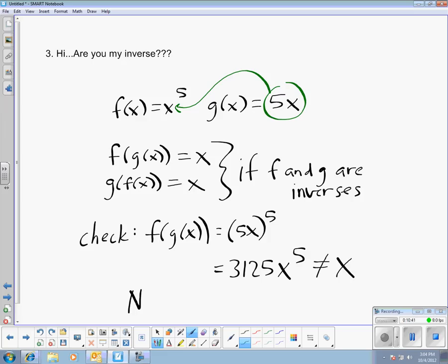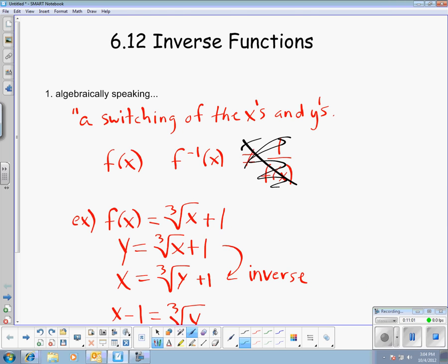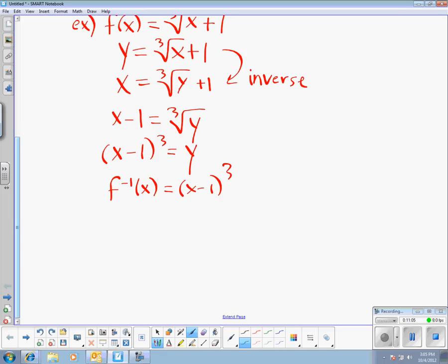So no, f and g aren't inverses. If we were to do this check and get x as our answer, then we would have inverses. So let me use my first example. Let's go do a quick inverse check.